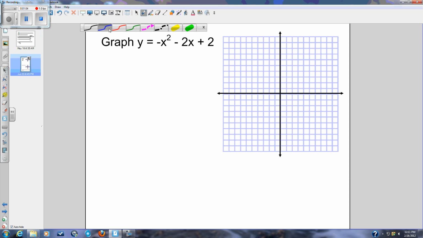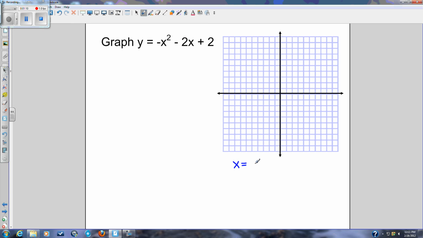We have y equals negative x squared minus 2x plus 2. First of all, we need to find out what a, b, and c are. This is like having a negative 1 in front of your x squared. So a is negative 1, b is negative 2, and c is positive 2. And if a is negative, we know that it opens downward, so it will be an upside down parabola.